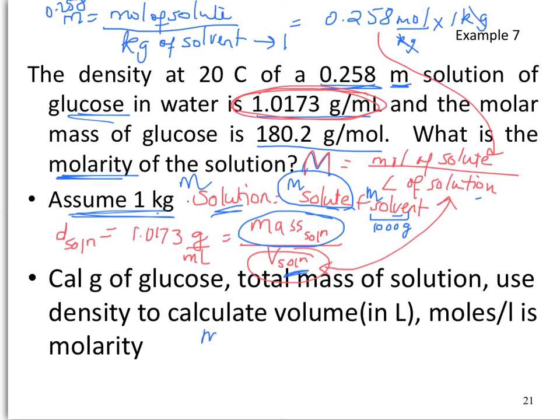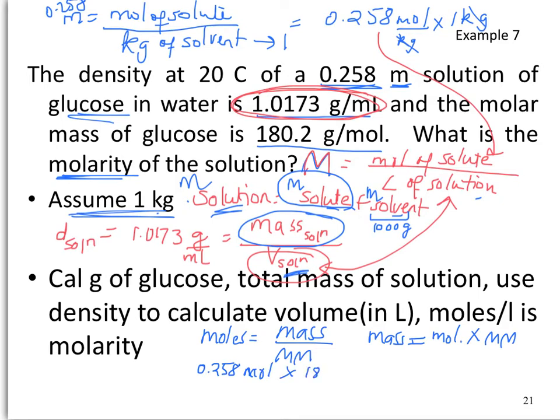So since we have moles, which are nothing but mass over molar mass, and the moles are 0.258, I can say mass is going to be equal to moles times molar mass. So we will say 0.258 moles times 180.2 grams per mole. Mole and mole will cancel off, and you're going to end up with an answer in grams.